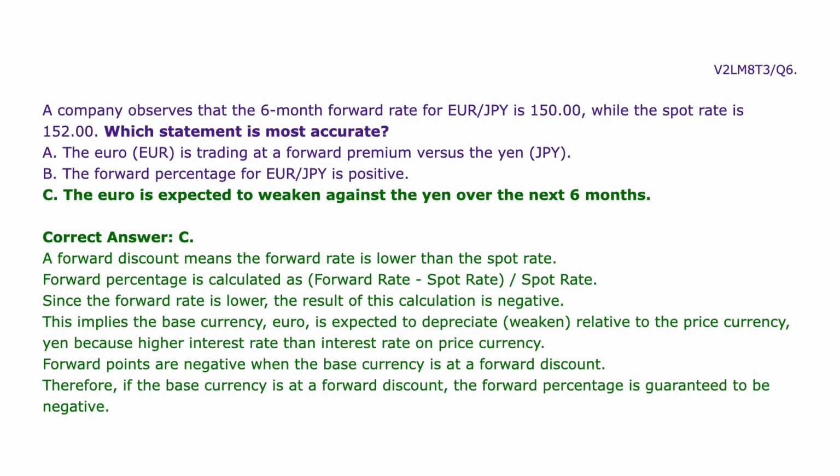A forward discount means the forward rate is lower than the spot rate. Forward percentage is calculated as forward rate minus spot rate divided by spot rate. Since the forward rate is lower, the result of this calculation is negative. This implies the base currency, euro, is expected to depreciate, weaken, relative to the price currency, yen, because of a higher interest rate than the interest rate on the price currency. Forward points are negative when the base currency is at a forward discount. Therefore, if the base currency is at a forward discount, the forward percentage is guaranteed to be negative.